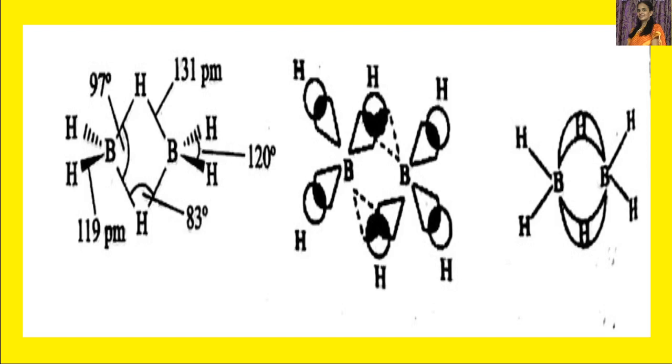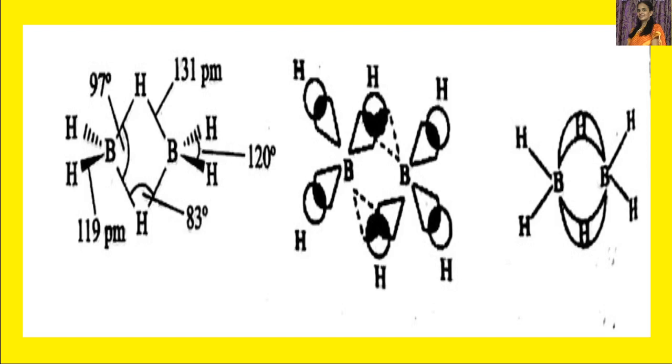Okay, so here the boron atom undergoes sp3 hybridization, forming four sp3 hybrid orbitals. Out of the four, three have unpaired electrons and one is vacant. And this is the vacant orbital here, the dotted line. Like this, four hybrid orbitals are formed from each boron atom.